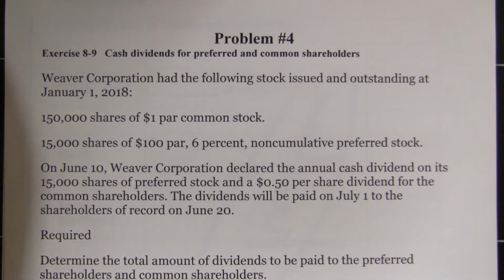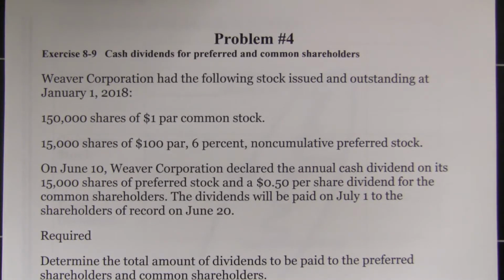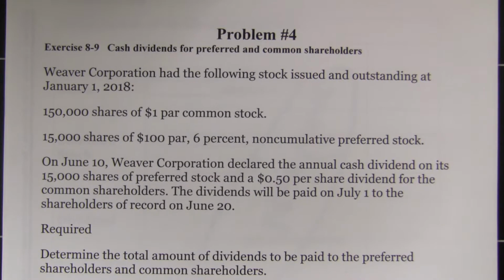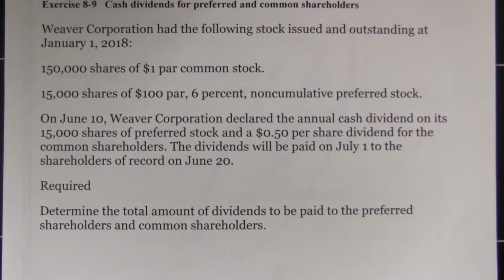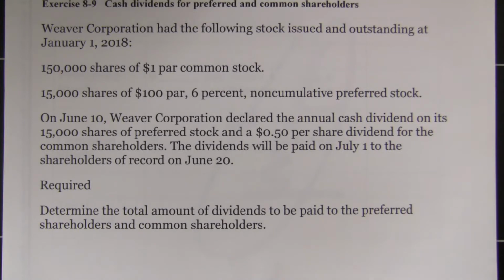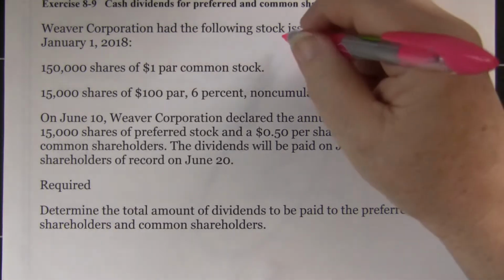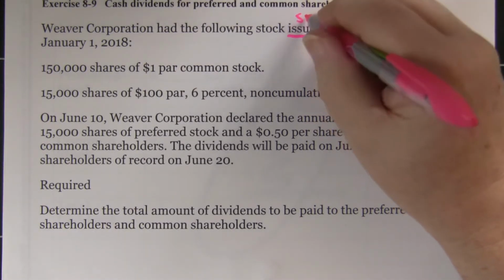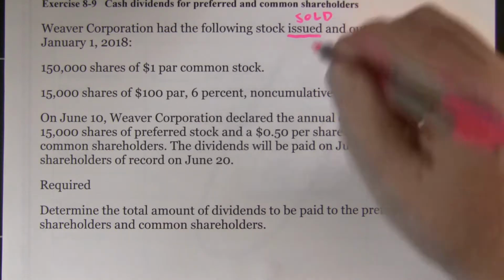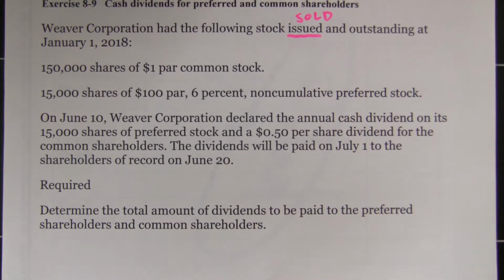This is problem 4, exercise 8-9 in your textbook. And like I said, Connect calls it problem 4. And they're giving us some information about this company, Weaver Company. And we just have to wade through the accounting babble, as is often the case. They had the following stock issued. And if you remember, we said issue is the accounting word for sold.